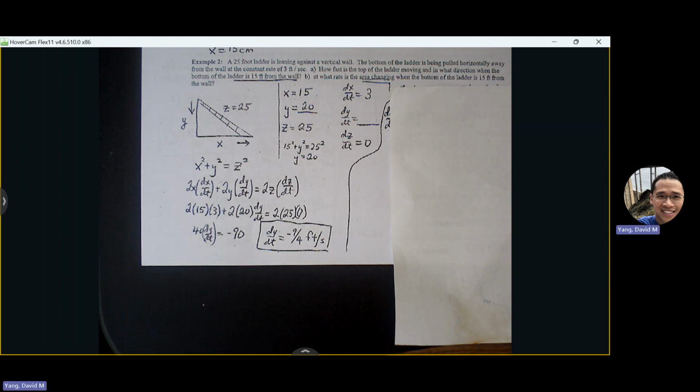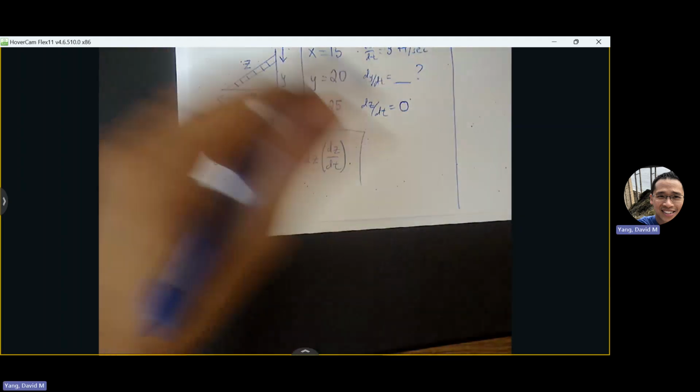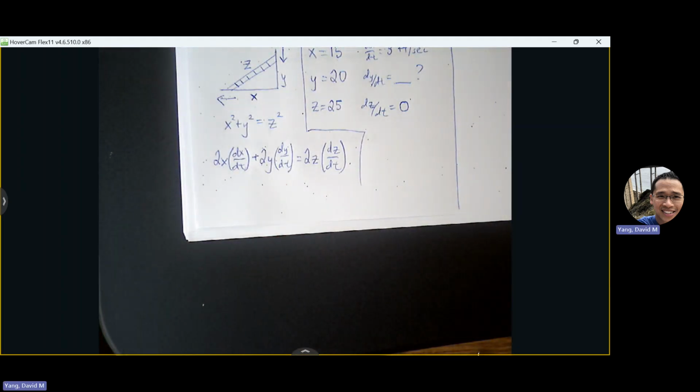Okay, part B. Part B says, at what rate is the area changing when the bottom of the ladder is 15 feet from the wall? So this is going to be at the same moment in time, so we can reuse everything that we gathered from part A. So let's see, dy/dt is negative 9/4.